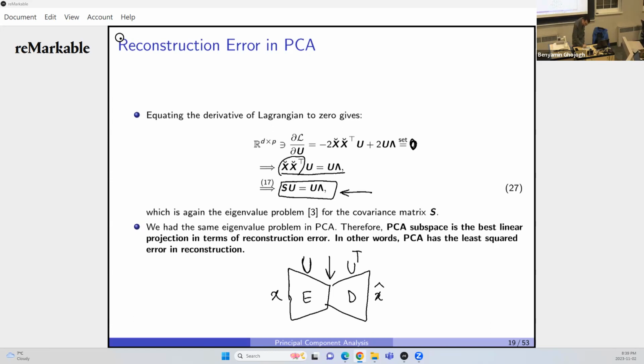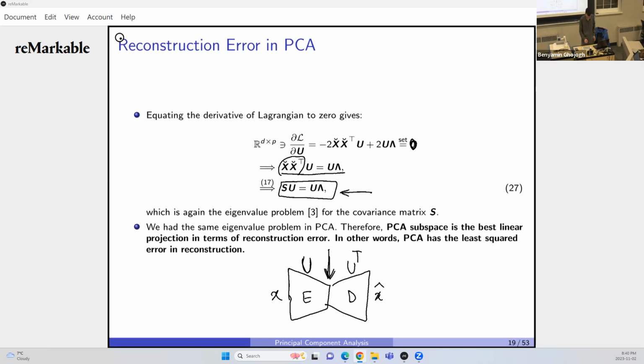But if I put a nonlinear activation function here, such as ReLU, sigmoid, or hyperbolic tangent, then what happens? Then it will not be the PCA solution, because it will not be a linear projection anymore, right? Agree?